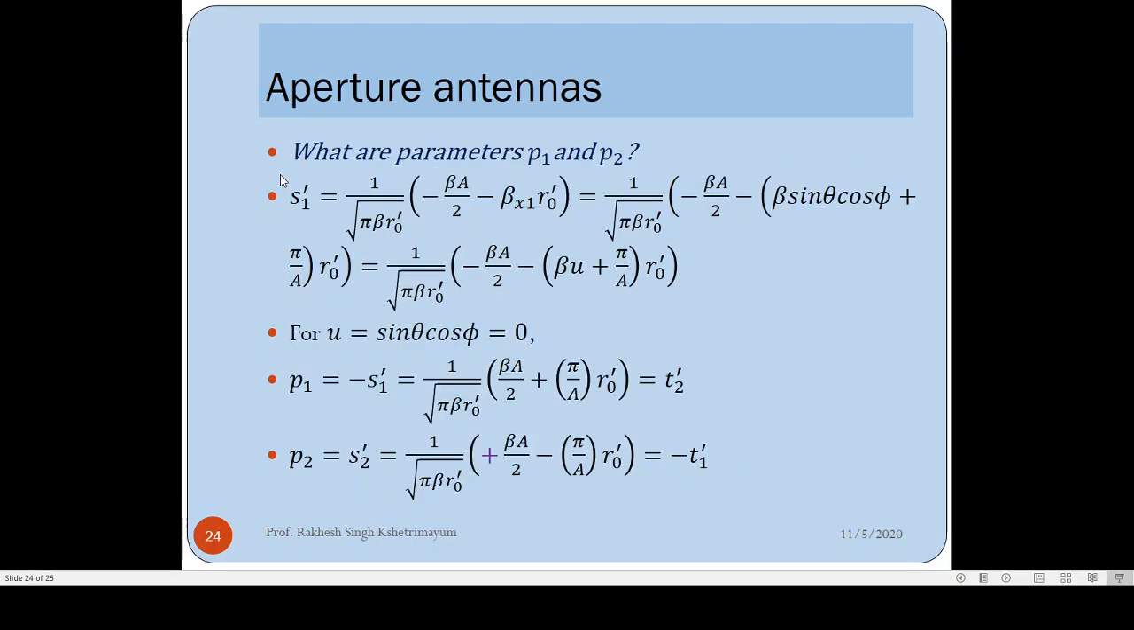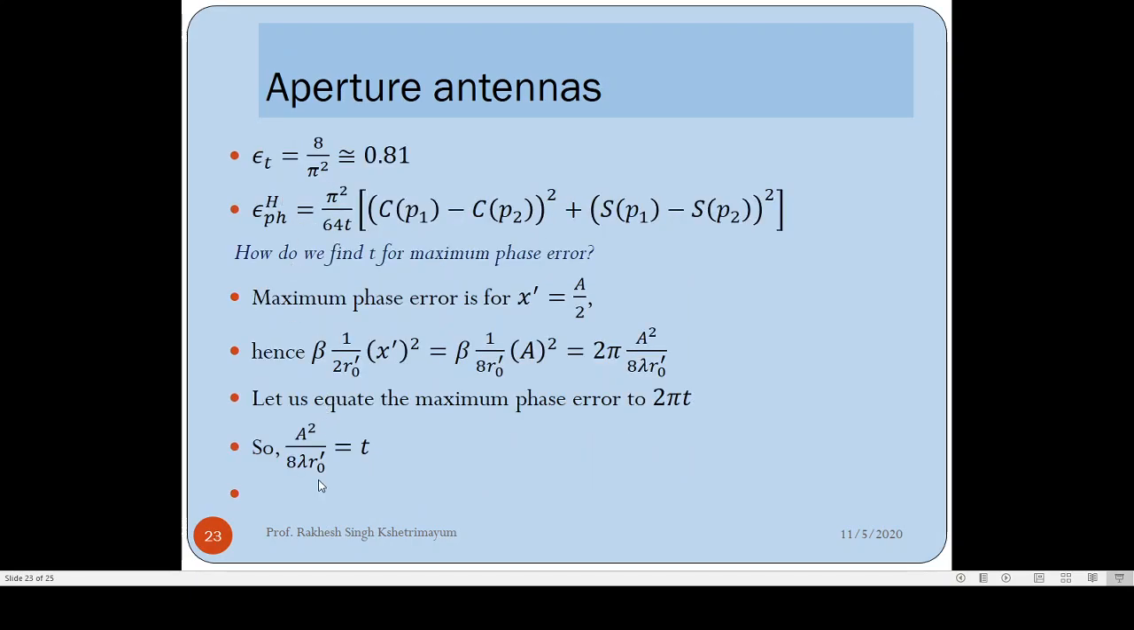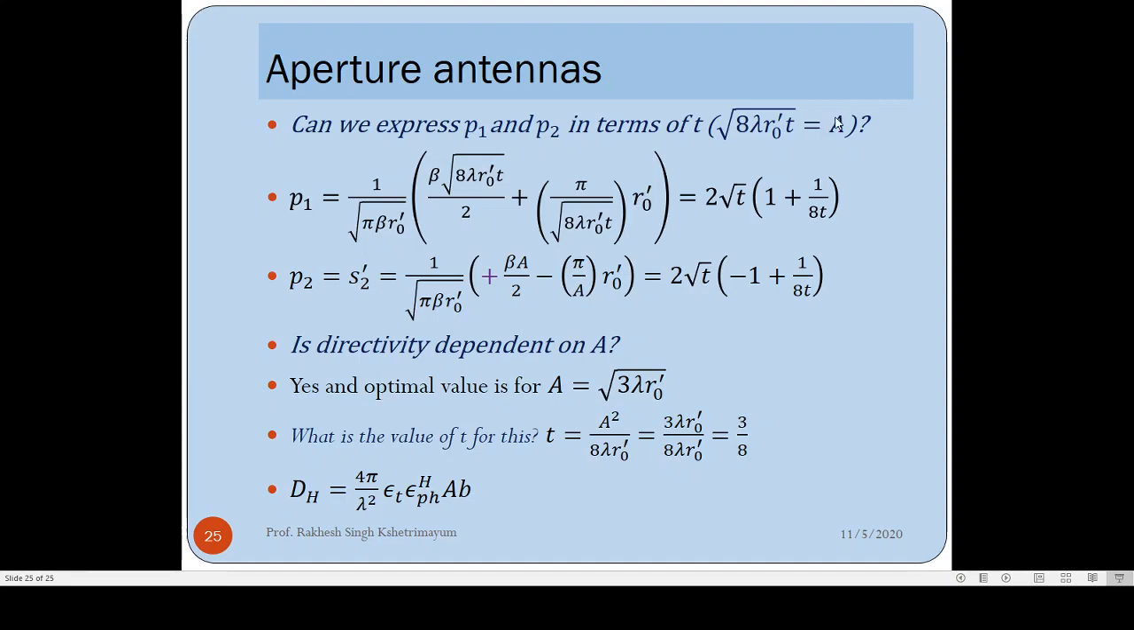From the previous relation, we know the relation between A and T, so I can express A in terms of T. I can express A as square root of 8 lambda r naught dash T. Then I can find P1. P1 is dependent on A by 2, pi by A, so I replace A as square root of 8 lambda r naught dash here also. Then I simplify it. P1 has a very simple expression. After simplifying it, you will find 2 square root of T times (1 plus 1 by 8T).